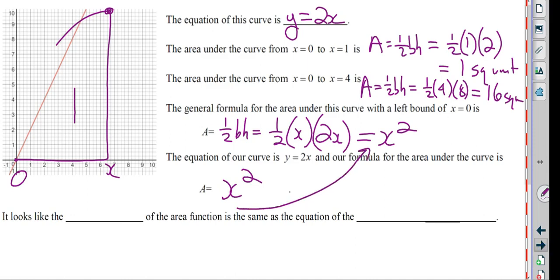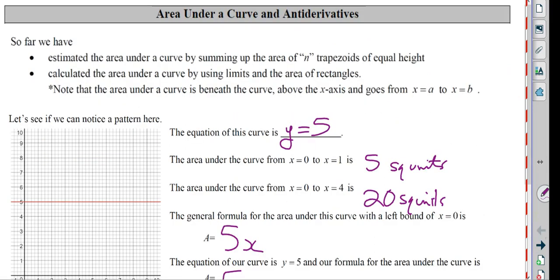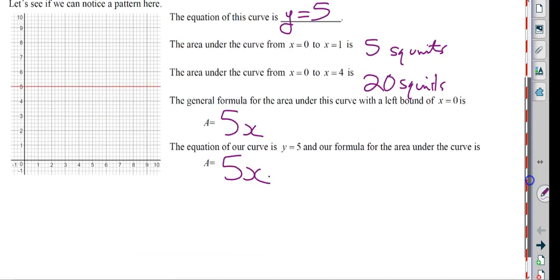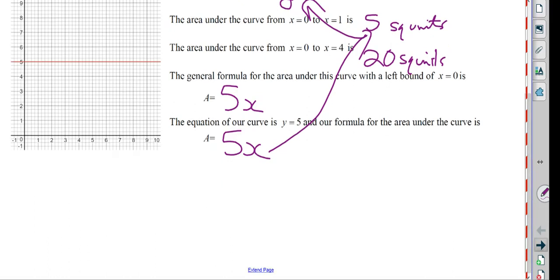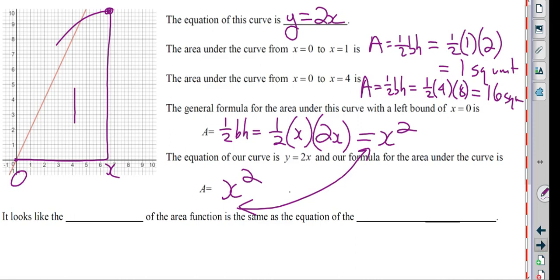Is there any relationship that we can sort of see between them? It's an antiderivative. It does the opposite of the derivative. So it looks like the derivative of the area function is the same as the equation of the curve. How do you get from here to here? Take the derivative. Looks like the derivative of the area function is the equation of the curve.